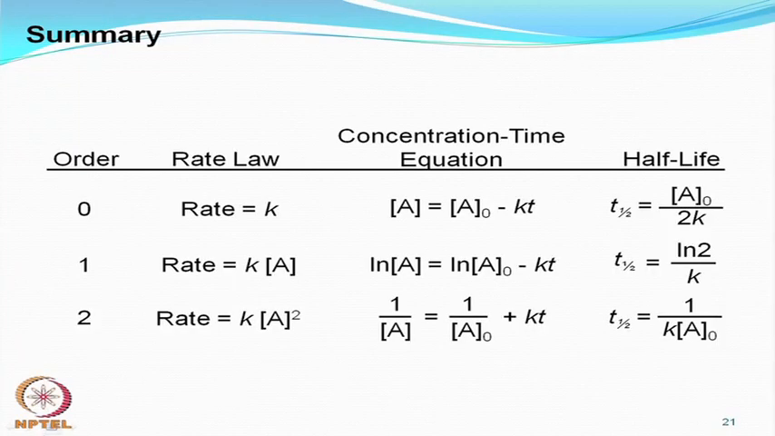Hello. In our last lecture, we learned various rate laws, then concentration-time equations, then their half lives. For zero order reaction, rate was found to be equal to k. For first order, rate is equal to k times a. For the second order, rate is k times a to the power 2, and corresponding half lives are like this, where you see that for the first order reaction, T half is independent of the initial concentration of the reactant.